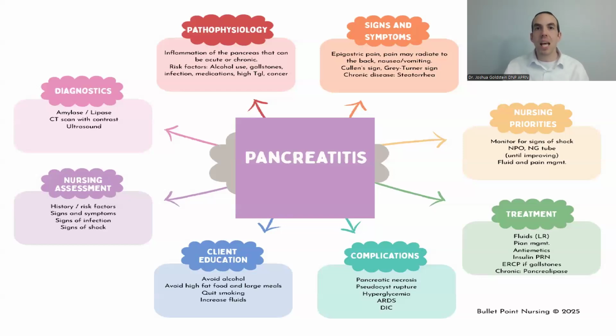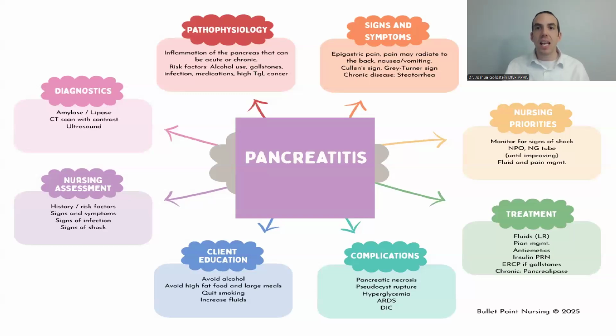What are the signs and symptoms? Epigastric pain is going to be your classic symptom of pancreatitis. The pain may radiate to the back as well, and the patients are almost always going to have nausea and vomiting. There are two things that are commonly tested on. There are signs of pancreatitis, and both of these are signs of bleeding with pancreatitis. One is going to be Cullen sign, and one is going to be Grey Turner sign. Cullen sign is ecchymosis around the umbilicus, and Grey Turner sign is ecchymosis on the sides or the flank of the patient.